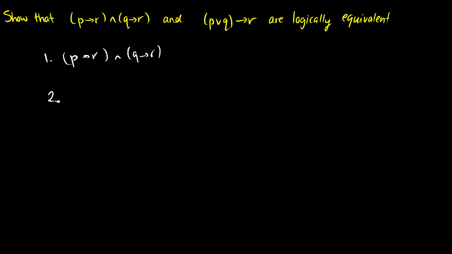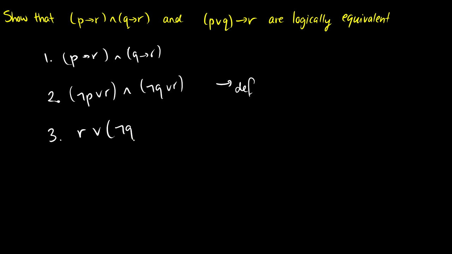We're going to use the definition of the arrow again on both of these. So we're going to get not P or R and not Q or R. So this is the definition of the arrow. For the third one, we have an R that's common in both, so we can use the distributive law to take it out. So this is going to be the same thing as R or not Q and not P. Okay, so this is R or not Q and R or not P. So that's the distributive law. We're just using it backwards.